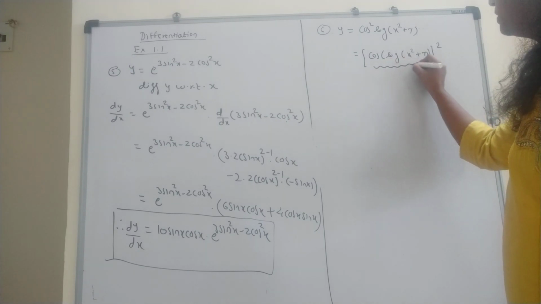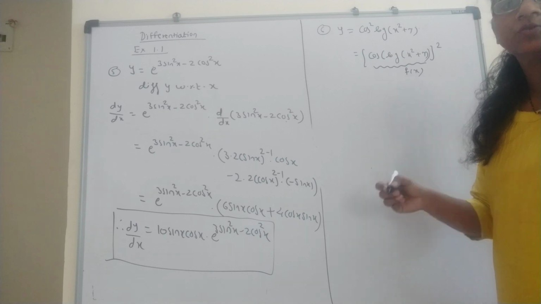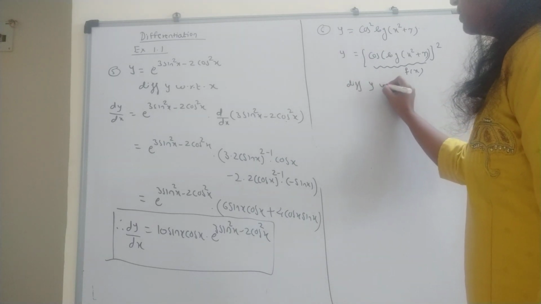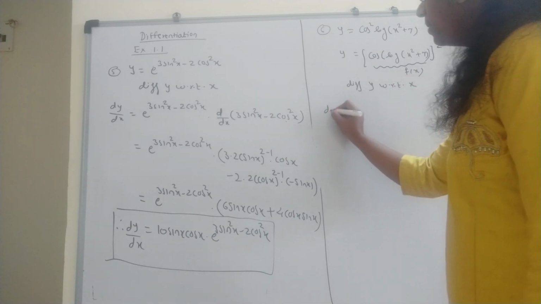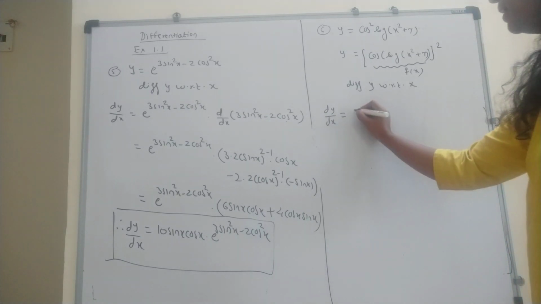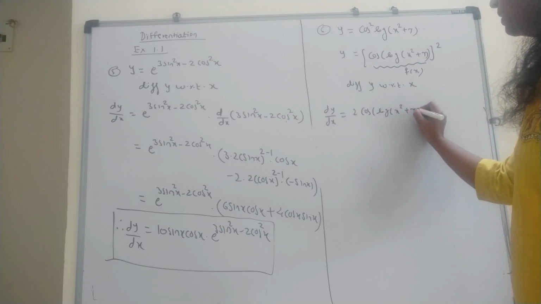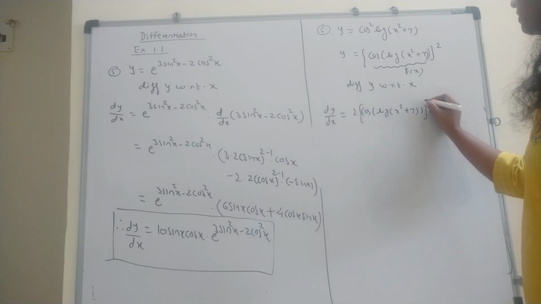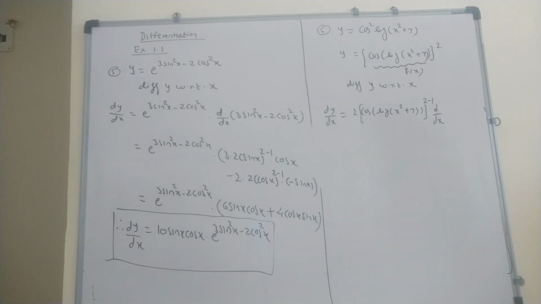The inner function we will consider as f(x). So which form is there? f(x) raised to n form. Okay, now we'll differentiate, differentiating y with respect to x. So dy by dx is, for f(x) raised to n, the derivative value is n f(x). f(x) means this whole term, n f(x) raised to n minus 1 multiplied by the derivative of the inner function.